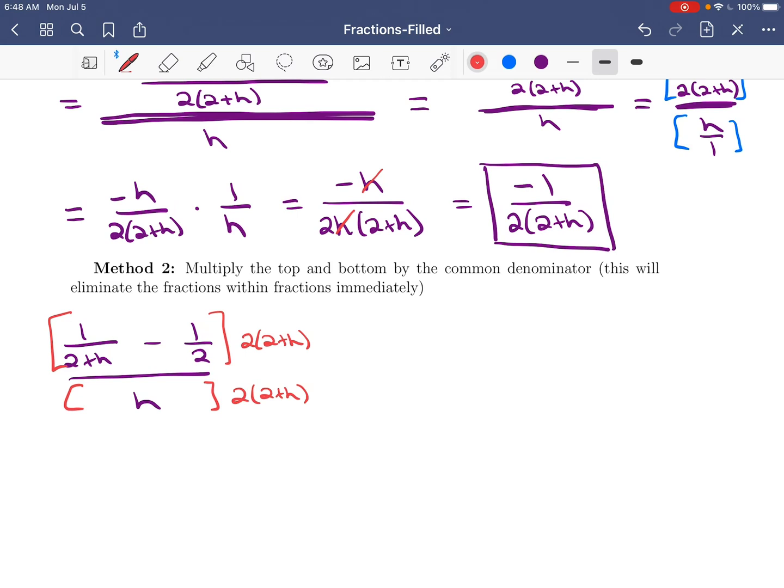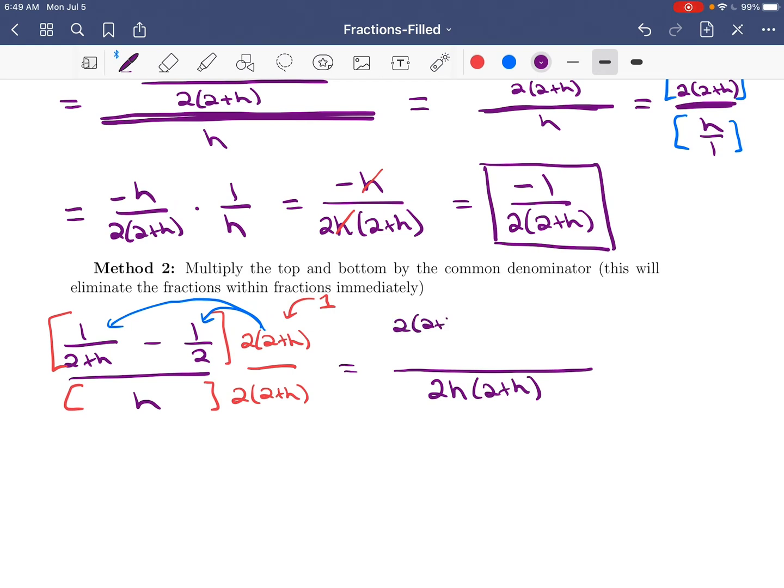Okay, so what I'm doing here is multiplying by my fancy 1. Now when I do that, this has to get expanded through these brackets. Down here there's only one thing on the bottom, so that doesn't matter. So on the bottom, I'm just going to have 2h times 2 plus h. I just like that order, but they're all multiplied. On the top, I'm going to have 2 times (2 plus h) over 2 plus h, minus 2 times (2 plus h) over 2.